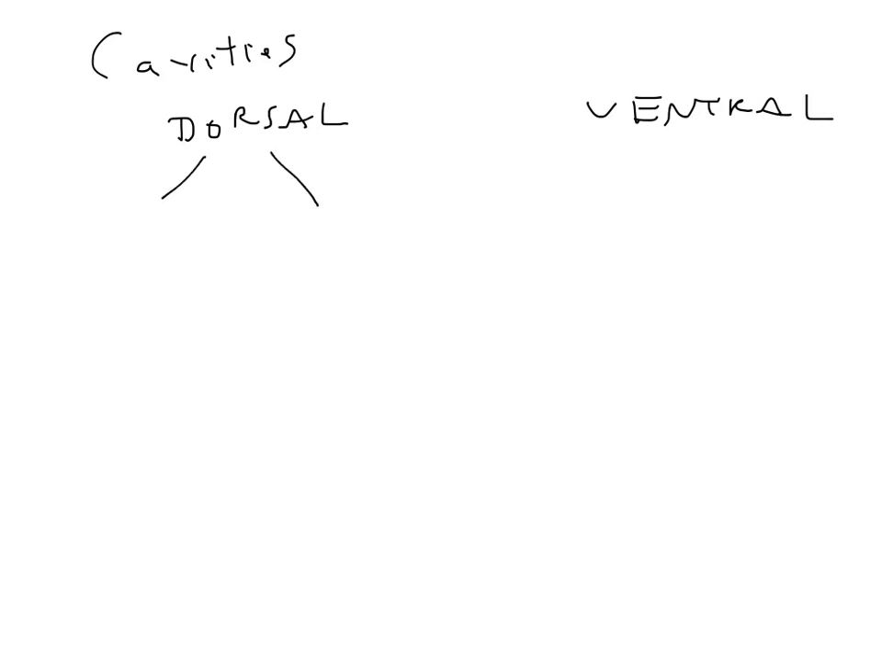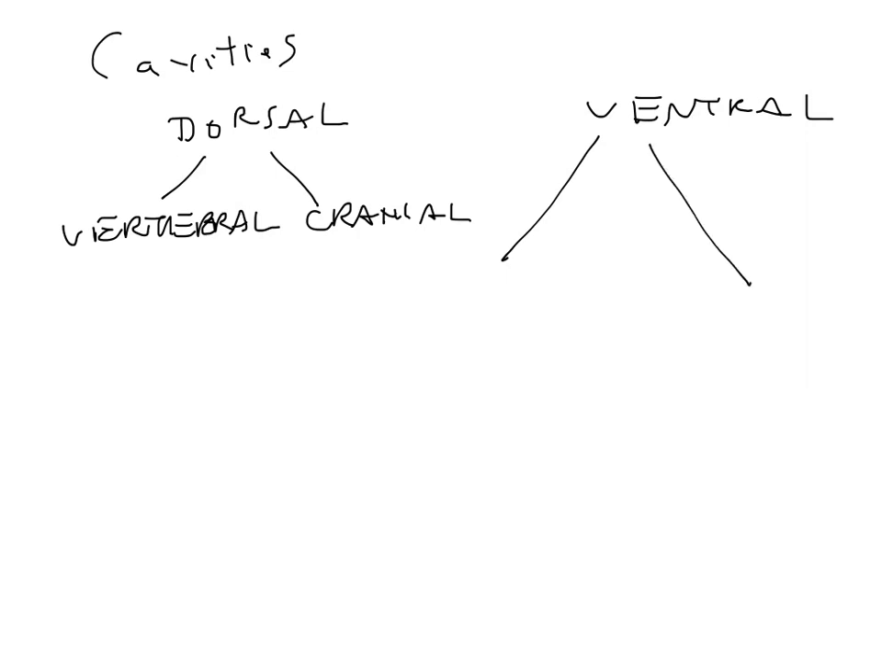So we'll start in Chapter 1 talking about the body cavities. There are two major body cavities, the dorsal body cavity and the ventral body cavity. The dorsal cavity is straightforwardly subdivided into the vertebral cavity and the cranial cavity. The ventral body cavity is subdivided into the thoracic cavity and the abdominal pelvic cavity.